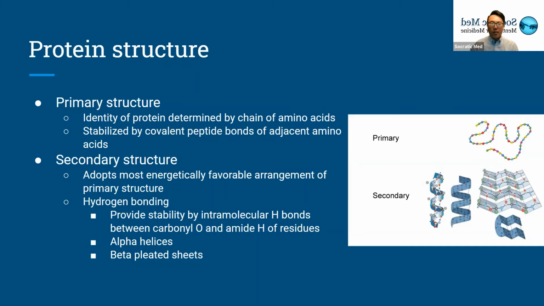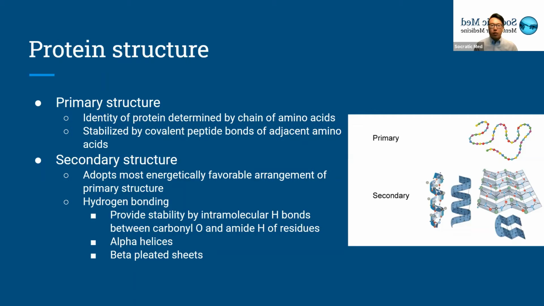So the primary structure, like I said, is the actual identity of the protein. It's determined by the chain of amino acids linked together by the ribosome and predetermined by the mRNA that was transcribed. They're stabilized by the covalent peptide bonds between adjacent amino acids. So different primary structures lead to different proteins.